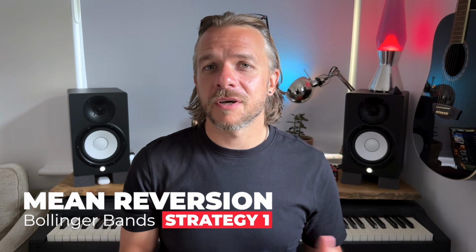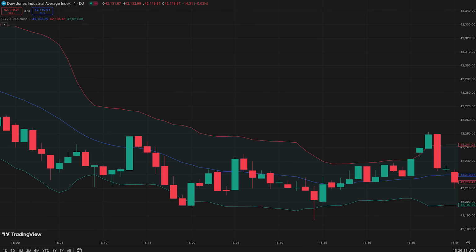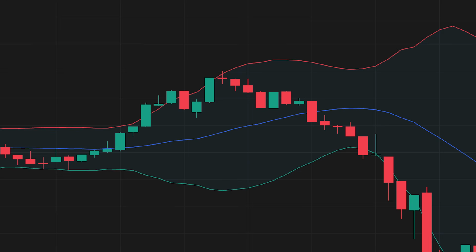Strategy 1, mean reversion. This is a strategy based on the notion that the price often tends to revert to the mean or average, basically back to the 20 SMA middle line. And this works really well in sideways markets. So when the price touches or closes outside the upper or lower band, watch for signs of exhaustion like a doji candle or a drop in volume, and then wait for the price to start reverting back toward the middle line. Or when the price closes back inside the upper band, you could consider going short and again exit when the price hits the middle line. Notice how this works really well in sideways markets when the bands are fairly tight and flat.